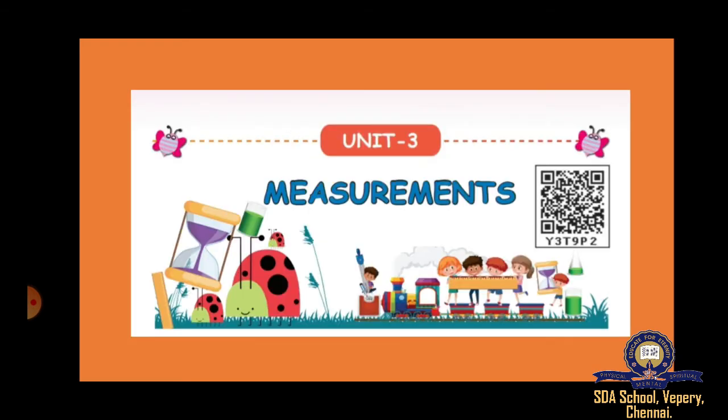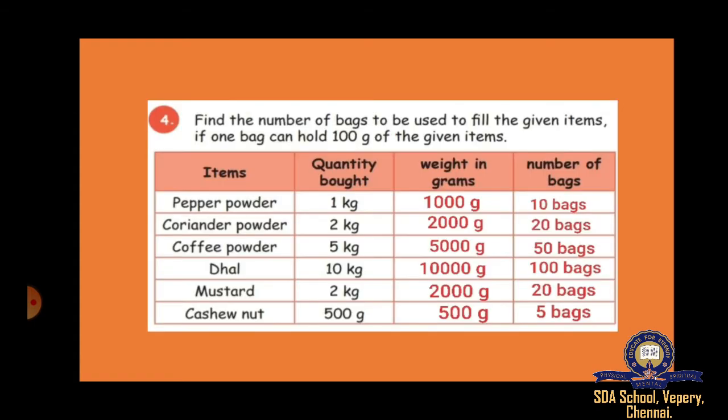Okay children. And the third unit is measurement. In this measurement we'll find weight. Weight is measured in kg, grams and milligrams. Keep in mind grams, milligrams, kilograms. Okay. Just to make you understand, in this table, 1 kilogram is equal to 1000 grams, that is 10 bags. 2 kg is equal to 2000 grams, that is 20 bags. Okay, 5 kg is 5000 grams, 50 bags according to this number.